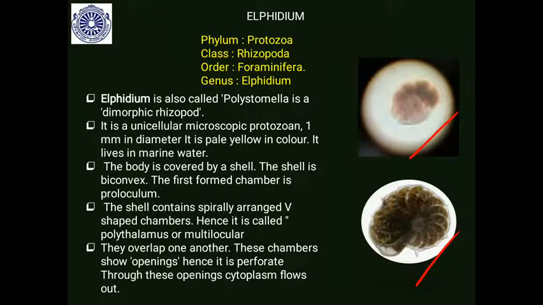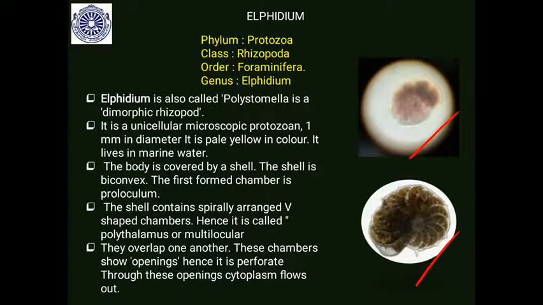In Elphidium, the body is covered with a shell, so it is a shelled protozoan. That means you know the shell of freshwater mussel, or else the molluscan shells, snail. Similar type of this is microscopic, where you will find a single cell. The single cell is enclosed in a calcareous shell. So that's why it is called shelled protozoans. In Elphidium there are many shells.